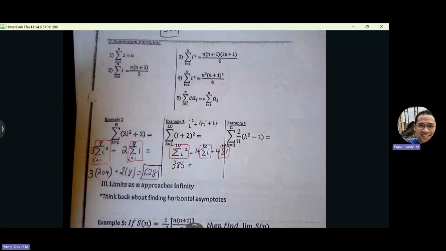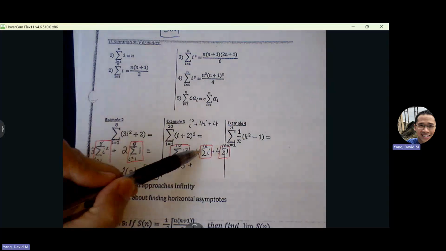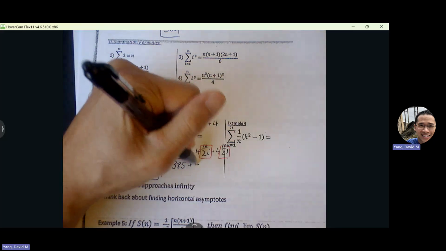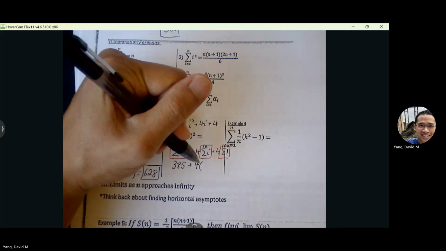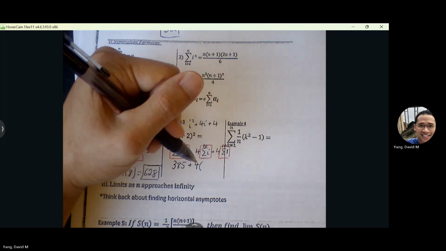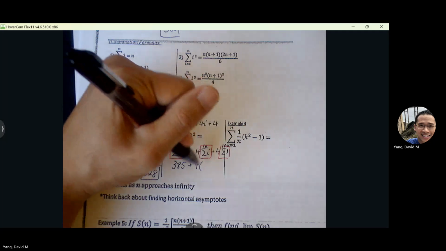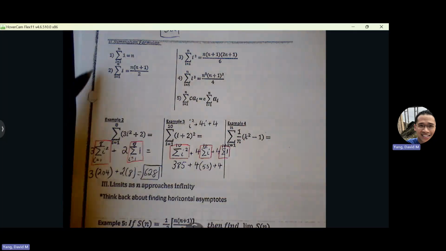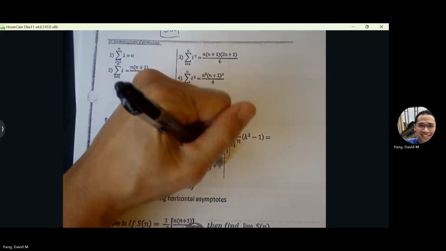That's 385. Summation of i is just this rule here. My n value is 10, so 10 times 11 divided by 2. And then summation of 1, that's just this rule. The upper bound n is 10, so 4 times 10.